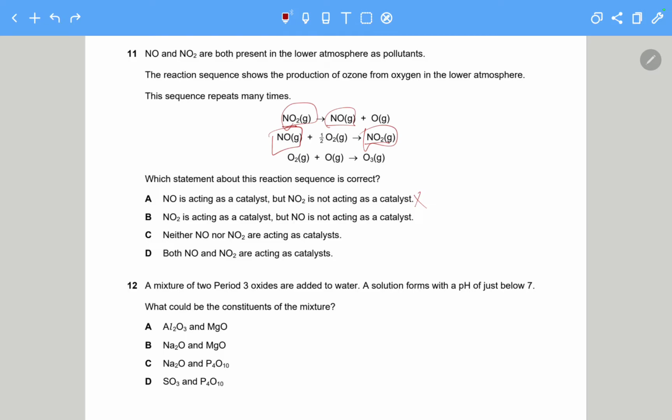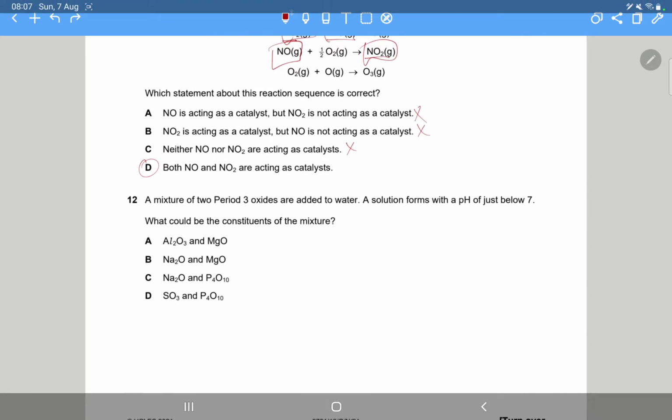Option B, NO2 is acting as a catalyst, but NO is not acting as a catalyst. Again, that's wrong. We know both are acting as catalysts. Neither NO nor NO2 are acting as catalysts. Again, wrong. So option D, which is both NO and NO2 are acting as catalysts, is correct.